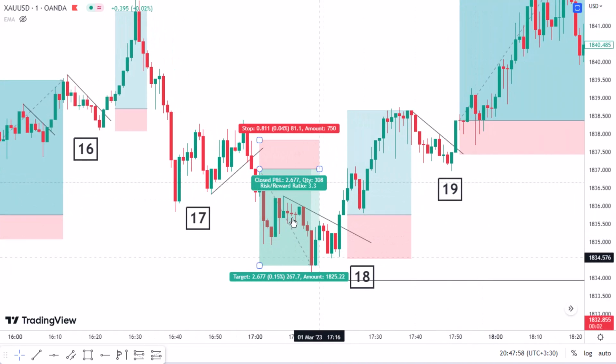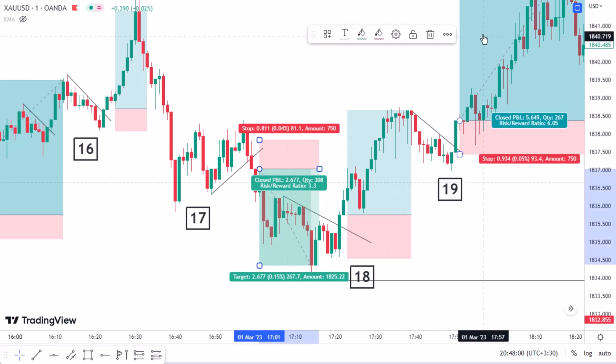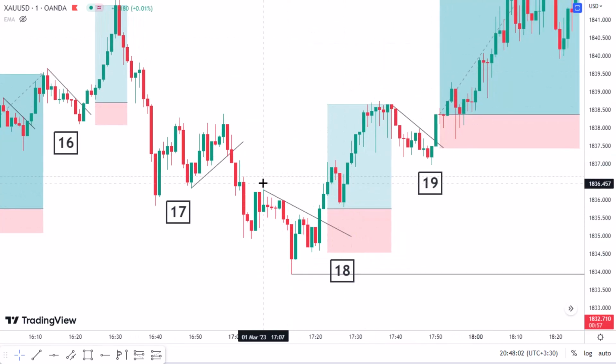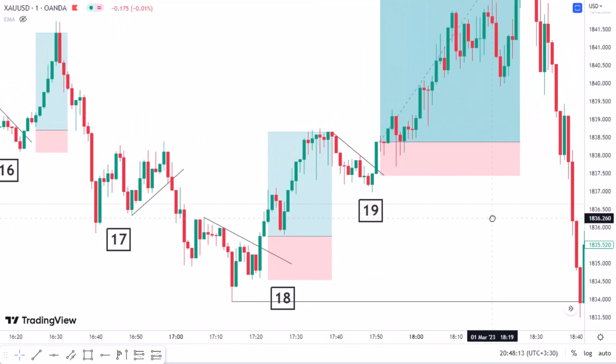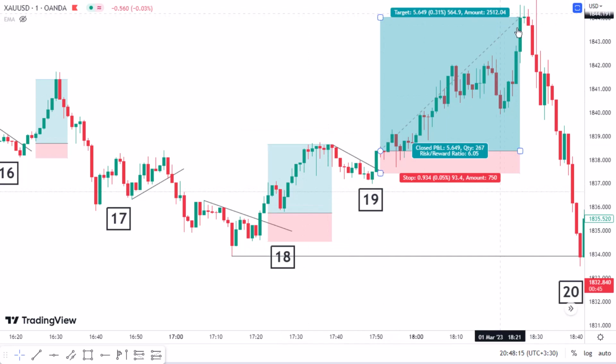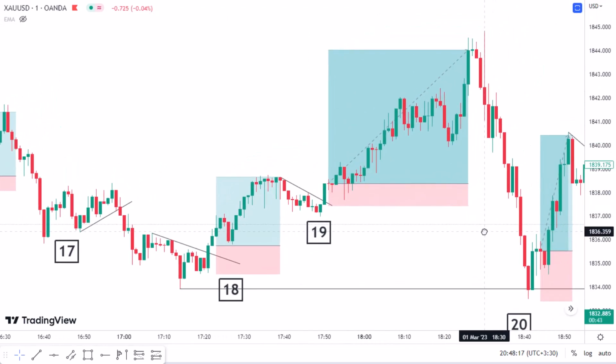On trade 18, we have a trend line. Let me clean it so we can see better. On trade 18, we have a trend line here with 2 touches, and the third time it breaks it here, we enter the buy position, put our stop loss below the candle, and it gives us a reward of 2.4, and even more if you didn't close your position.